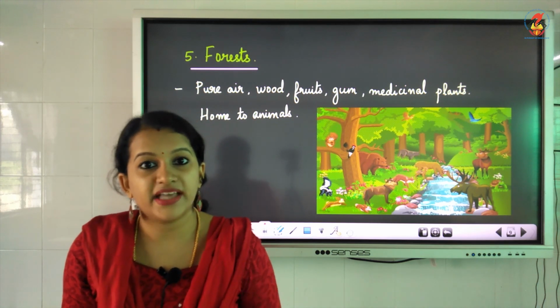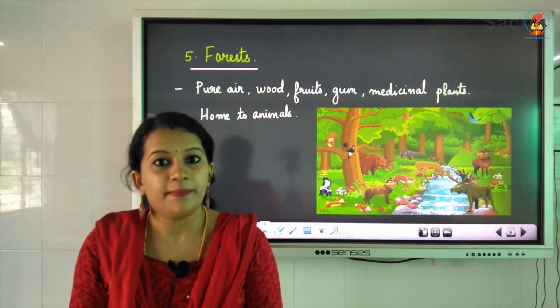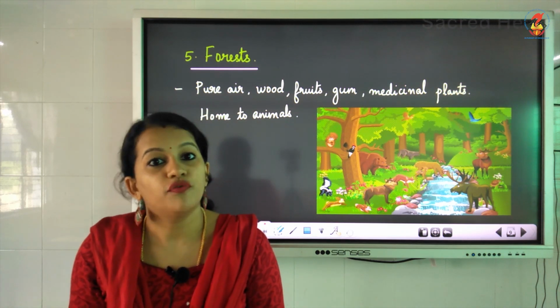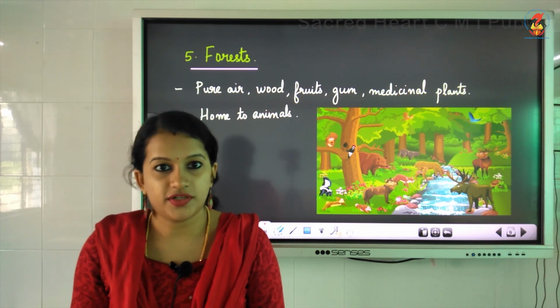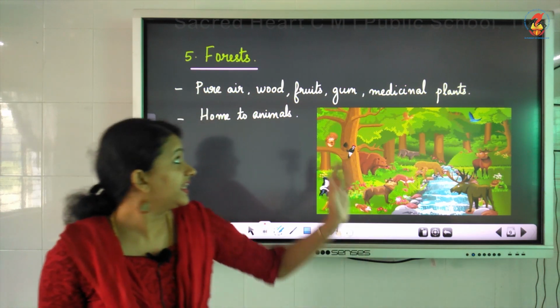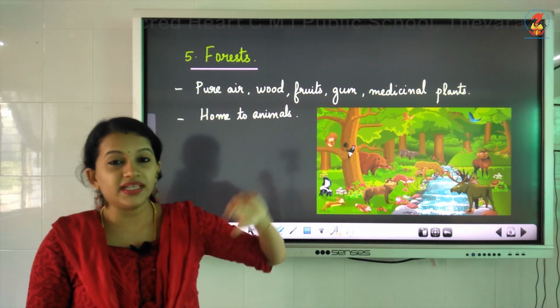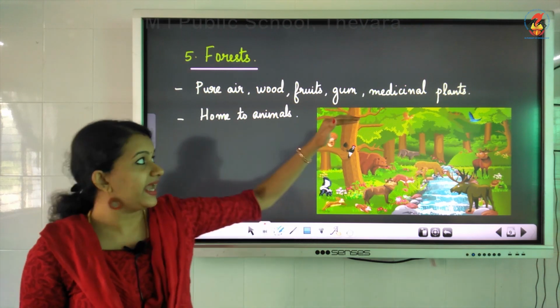Then to make matchboxes, then from wood paper is manufactured, isn't it? Paper is made using the wood from the trees. So it is also a natural resource, the wood that we get from the forest. Then we will get fruits. Then we will get gum.